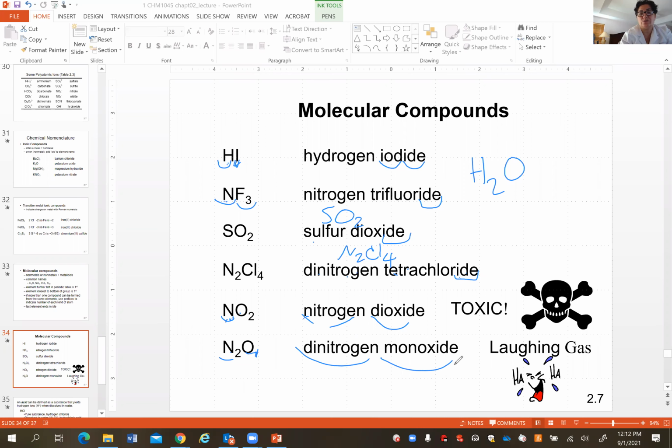So you would use the prefixes to show how many of each element you have. For the first one, you give the complete name. For the second one, you give the root name plus IDE.